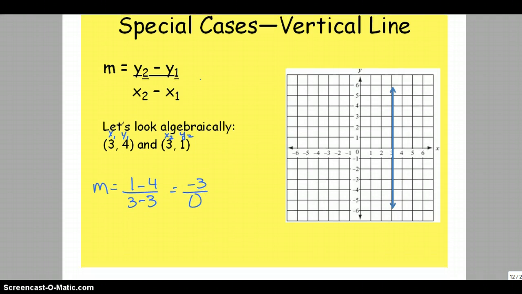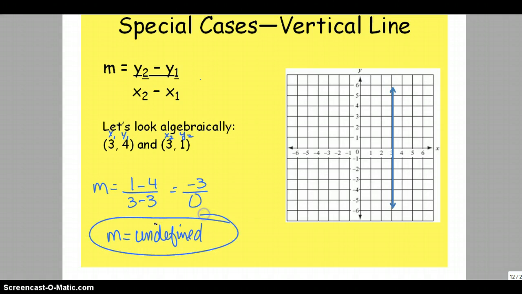And what is negative 3 divided by 0? Don't just say 0. Plug that in your calculator if you're not sure. When you plug that into your calculator, it's going to give you an error message. So the slope is undefined. So all vertical lines have an undefined slope.